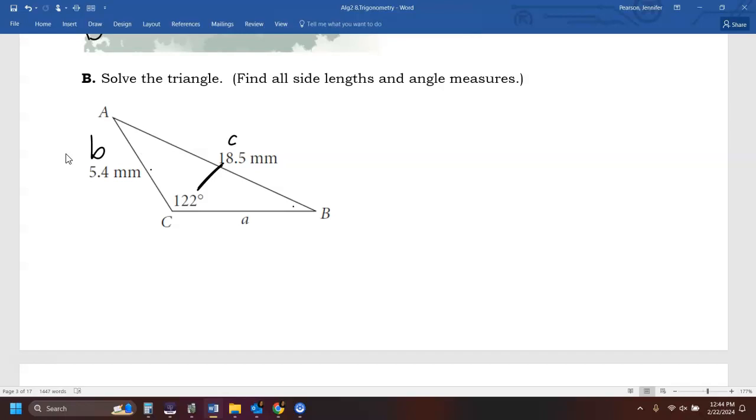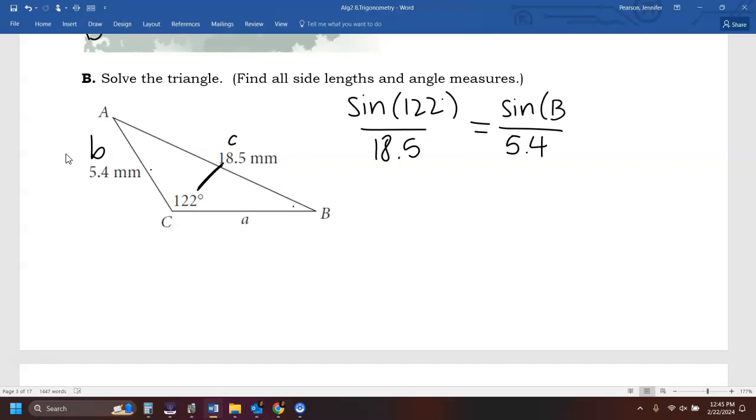So sine of 122, sine of the angle we know, over its opposite side is equal to, and the only other number I have is a 5.4 on side B. Now be mindful that sides are going in the bottom, so that 5.4 is going on the bottom there. And I don't know the sine of angle B, so I'll put my variable on the top this time. With my proportion set up, we're going to do the same cross product situation.